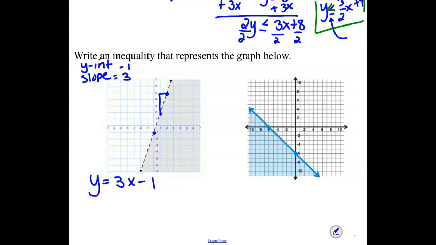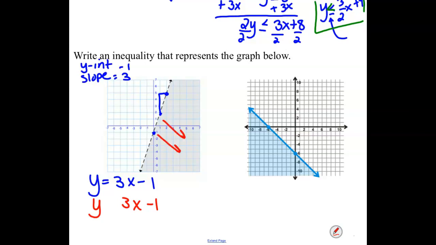It has a dotted line to it, which means it's not actually touching on that line. It's just really close to that boundary. So we know that we're going to have to take the equal sign off of my inequality. And then I have to look at which side was shaded. Since they've shaded underneath the line, I know that I want to be less than. So strictly less than, since it's dotted and shaded underneath.